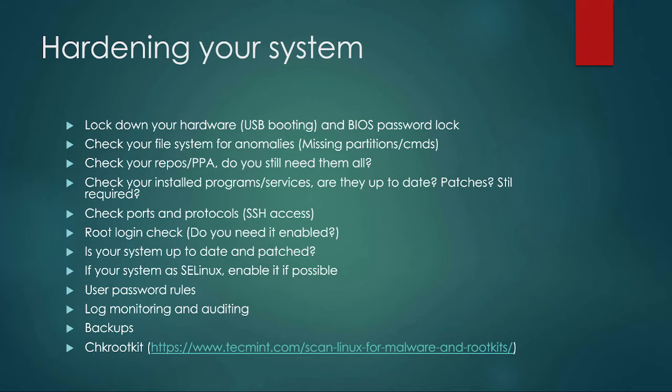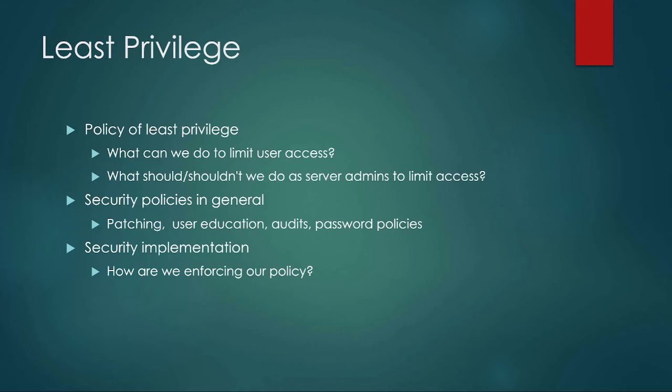And then, one of the last pieces is seeing if you have rootkits. There's a couple of different ways that you can look for that, but you want to check your system pretty regularly for rootkits. Now, when we talk about security on the system, one of the really common concepts is called least privilege. The policy of least privilege is giving everybody the literal least amount of privilege, the least amount of access that they need to do their job.